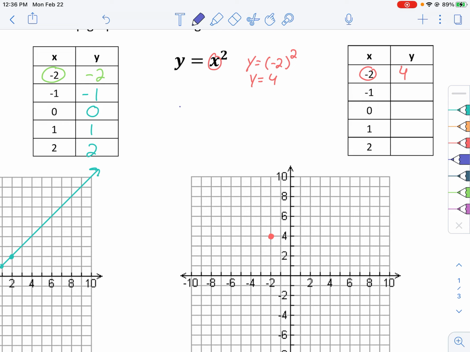Now let's do it with -1. So we say y is equal to (-1) squared. Again, always use parentheses. We get y is equal to 1. So you plug in -1, you get 1. Next we plug in 0. So y equals 0 squared. That is just 0. 0 times 0 is 0.